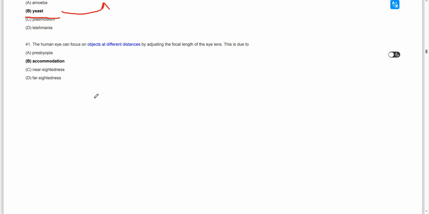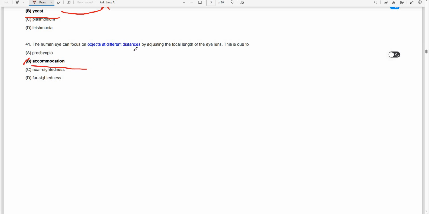The human eye can focus on objects at different distances by adjusting the focal length of the eye lens. This is due to what? This phenomenon goes by the name of accommodation. By accommodating, it can do that.